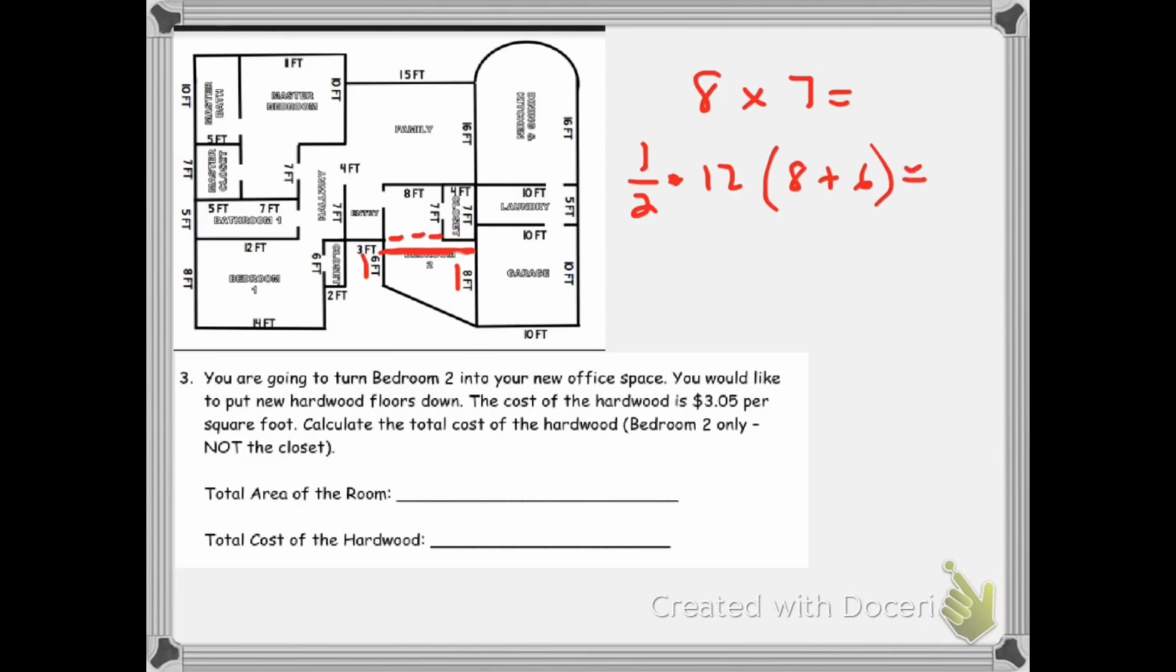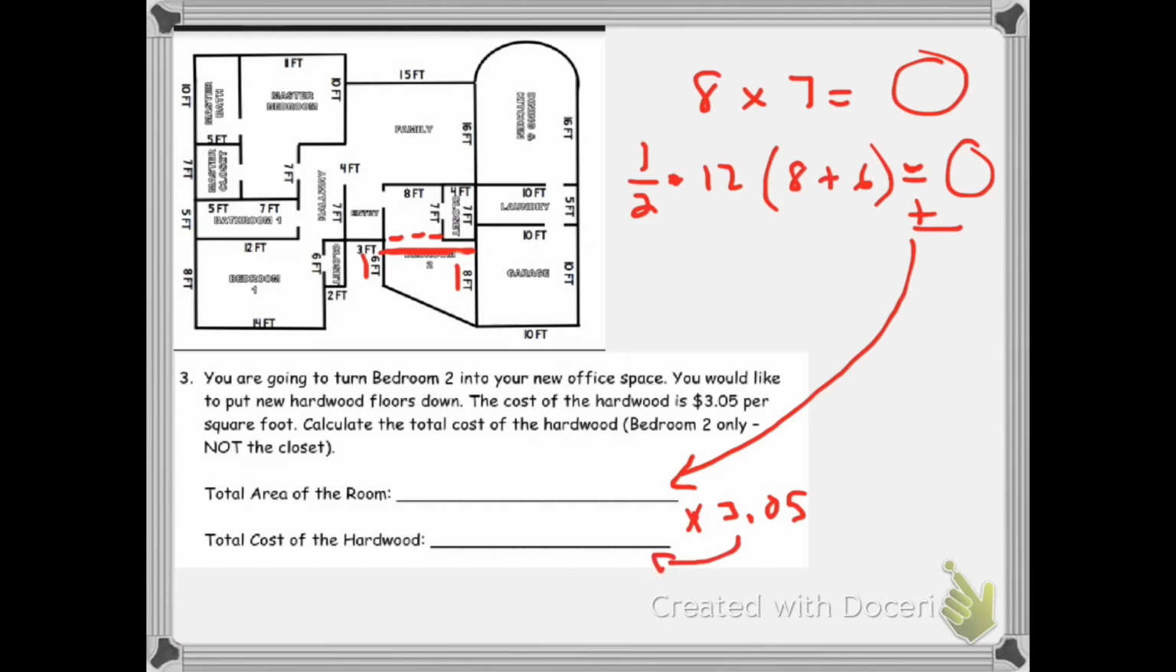Alright, you're going to throw that into your calculator. You're going to take whatever this is, add it together. Alright, that answer is going to go down here. And then once again, you're going to multiply that by the cost of the hardwood, which is $305, and then that answer will go right in there.